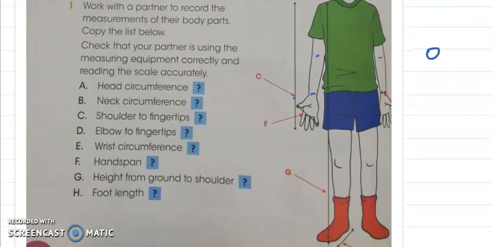You can measure the length of your hand span, and you can measure the height from the ground to the shoulder using the meter scale, and even the foot length you can measure using the meter scale. So this practical work you have to complete. This is what we have for today's lesson.